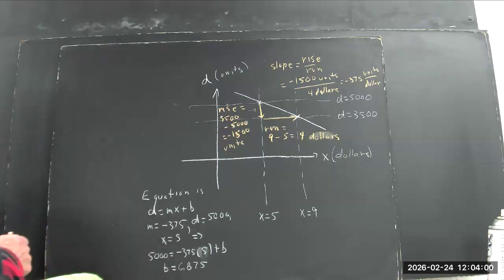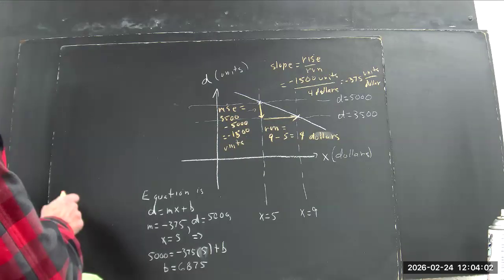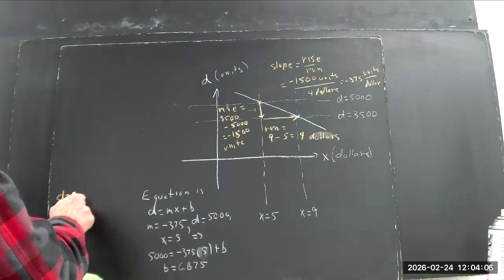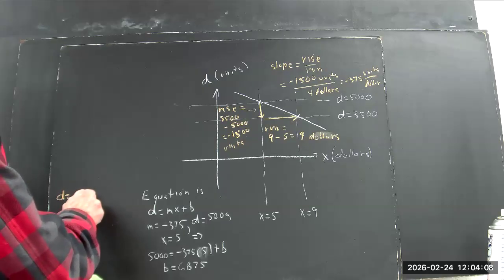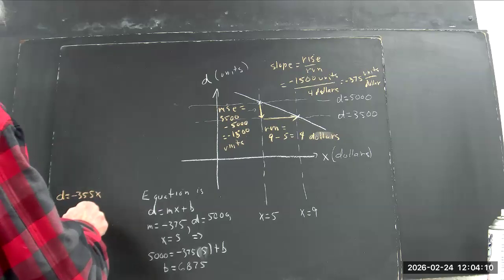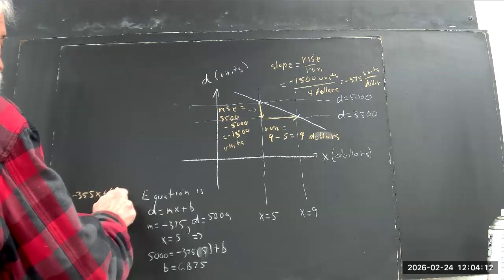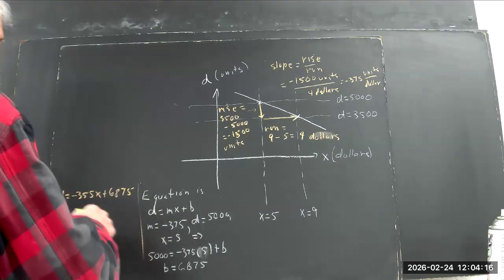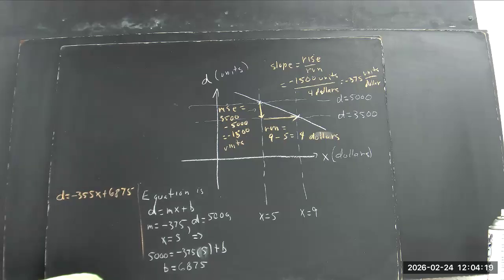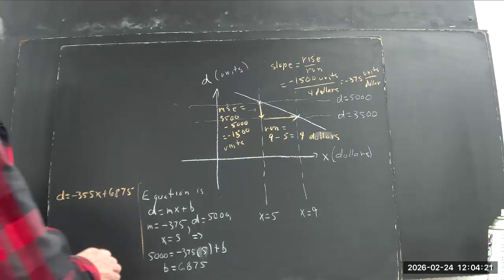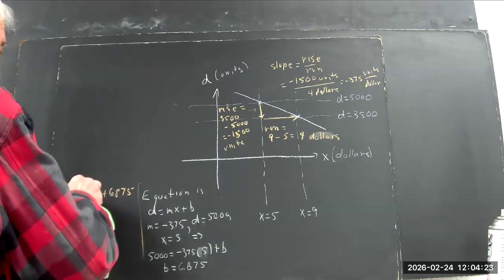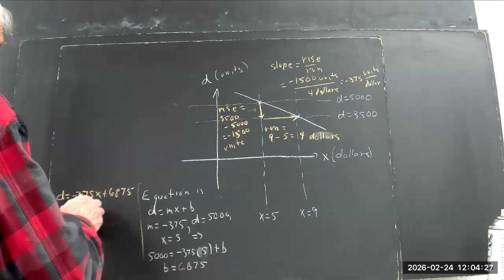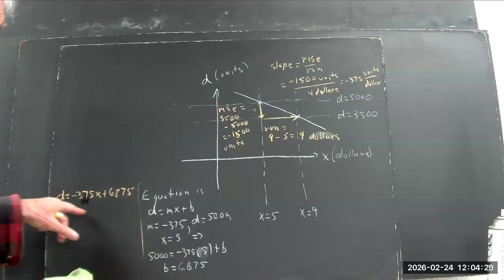So our demand function is negative 375x plus 6,875. This is assuming I did my arithmetic right. I'm not going to check it. You can check it for me. And I wrote 355 when it's obviously 375, and I said 375. My hand wanted to do what it wanted to do.